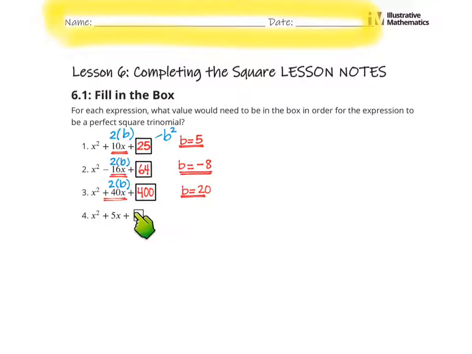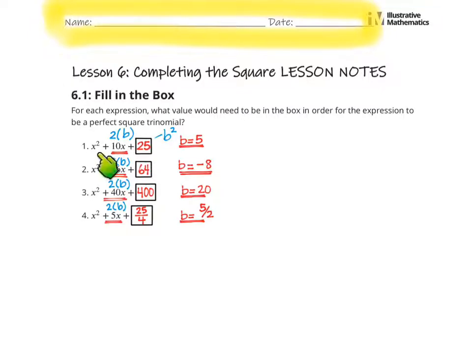In the last one on this page, I'm looking at 5. All these other ones were nice and easy because they were all even numbers, so my b was half of each of those. It's the same thing here: my b is going to be half of 5, because 2 times 5 halves gives me 5. So my b is 5 halves. What goes in the box is 5 halves squared, which happens to be 25 fourths. Now we have completed all of these.